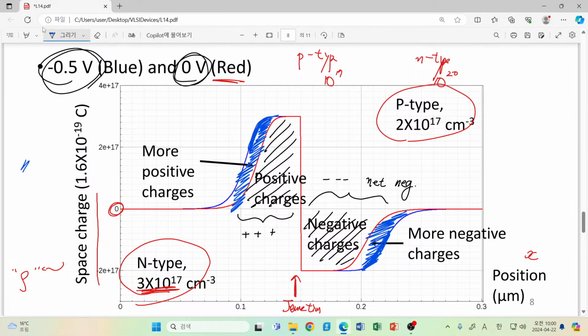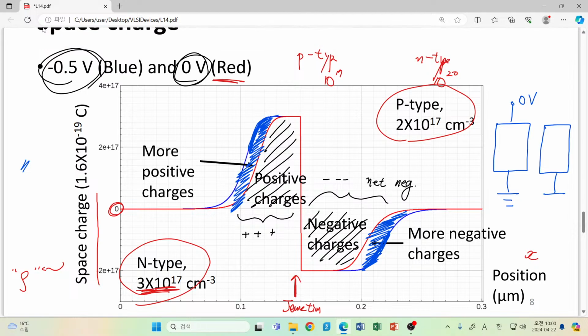Let's say there is a certain structure, and here one side is grounded, and previously we applied 0 volt. Now we are saying that when we apply minus 0.5 volt, then we have additional negative charges and additional positive charges.